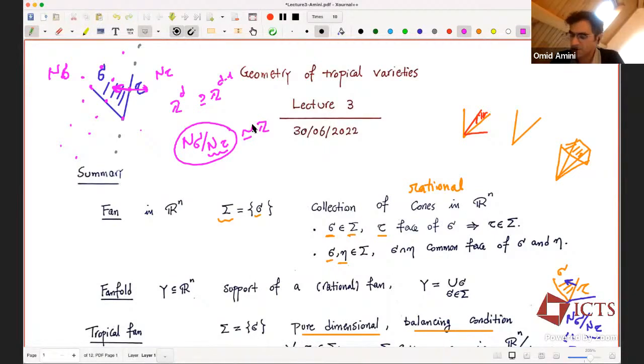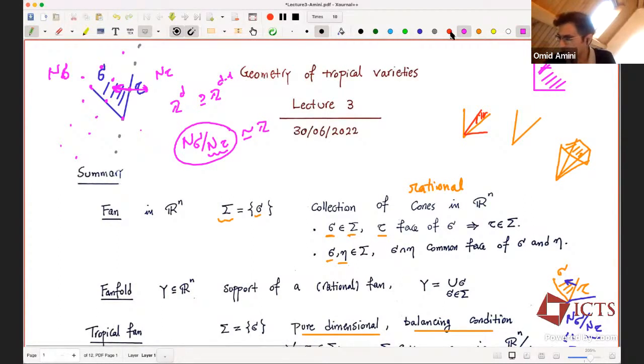It is related to this fan. Every cone in the fan gives you a lattice, which is the lattice of integer points in the vector space generated by that cone. So for example, in R^2, if you take this cone, what is the vector space generated by this two-dimensional cone? It's the full R^2. Then you look at the integer points, you get Z^2. That is N_sigma for this cone sigma.